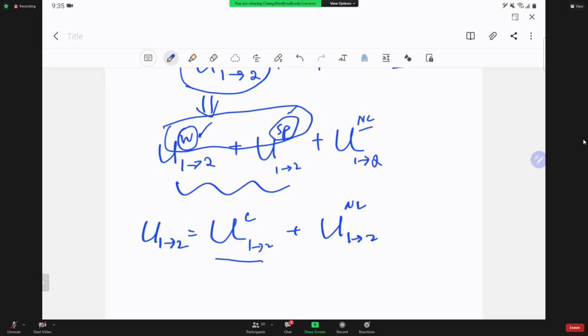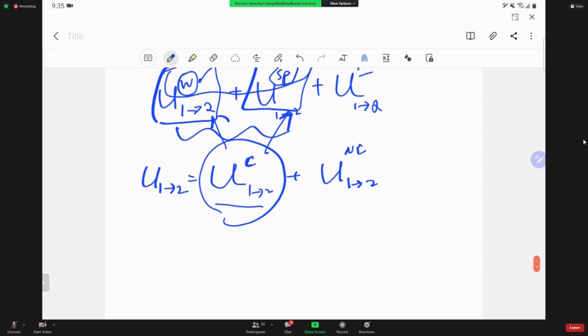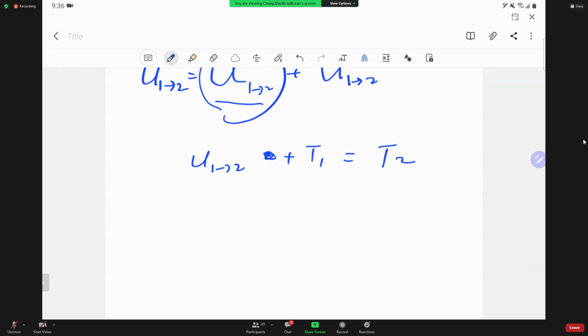So U of the work done by conservative force and the work done by non-conservative force, the main thing is shown right there. We already derived these equations, so I'm going to punch that back in here. U12 plus T1 is equal to T2.